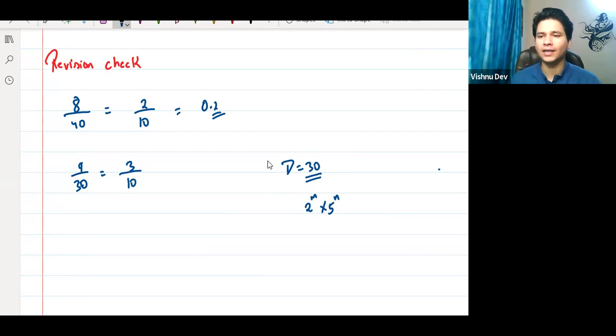Are you getting this concept? Krishna, Priya, Sinjana, are you getting this concept? So what is the note over here? You can write: convert whatever fraction is given into the simplest form first. Very good, everyone.